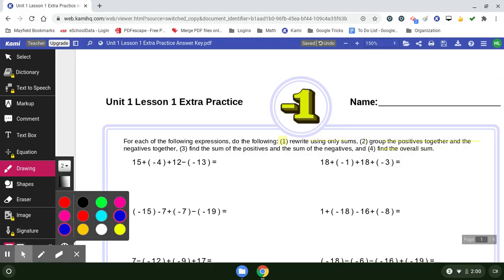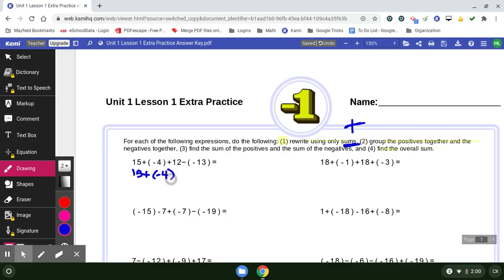And if you do not remember, the word sum means addition, so sum means add, so we're going to be adding. So let's start with this first one. First, we're going to rewrite so that this is addition. So I have 15 plus -4, that's already addition, plus 12. Now minus -13 becomes plus 13.